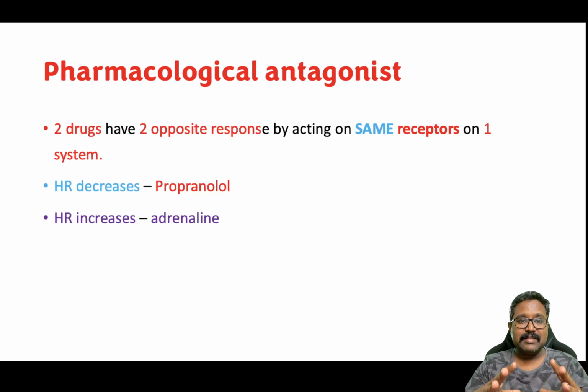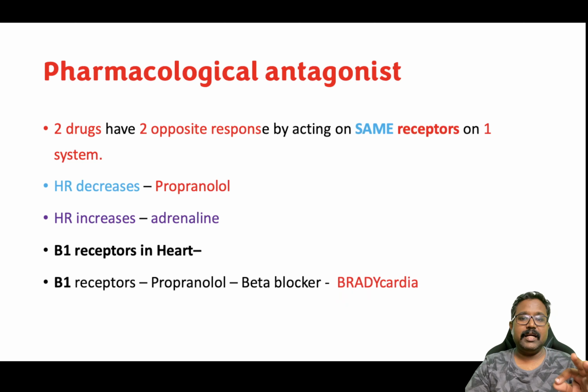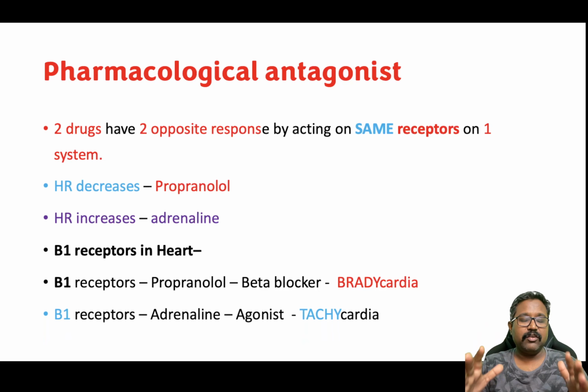Adrenaline acts on the beta 1. Its action is beta 1 agonist. It stimulates the beta 1 receptor in the heart to increase the heart rate. Propranolol is going to block the beta 1 receptor in the heart to decrease the heart rate. Beta 1 is particularly found in the heart, please remember, and beta 1 receptors will be blocked by propranolol, which is a beta blocker, to cause a bradycardia. Bradycardia is nothing but a decrease in the heart rate. Again, adrenaline will act on the beta 1 receptor, but it has agonistic activity, and the action of adrenaline on beta 1 receptor will cause tachycardia. So this is the example for pharmacological antagonist. Here propranolol is a pharmacological antagonist of adrenaline.